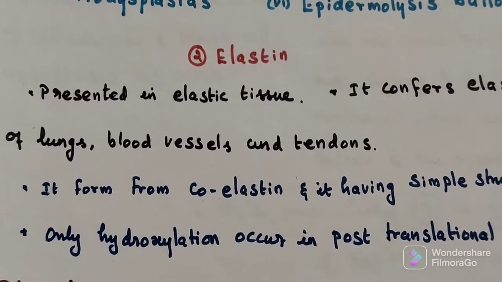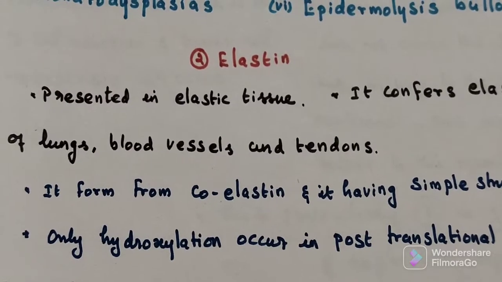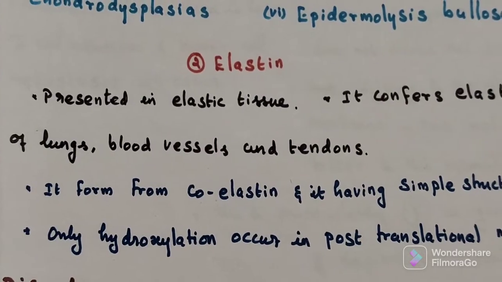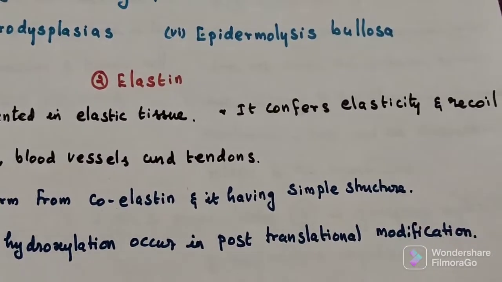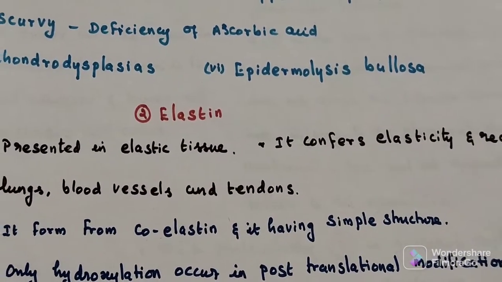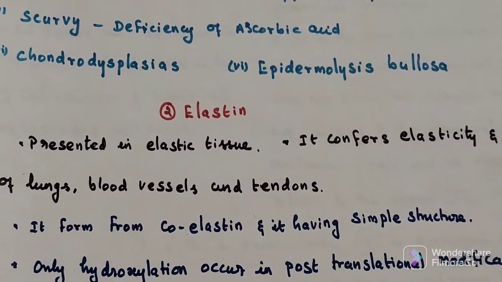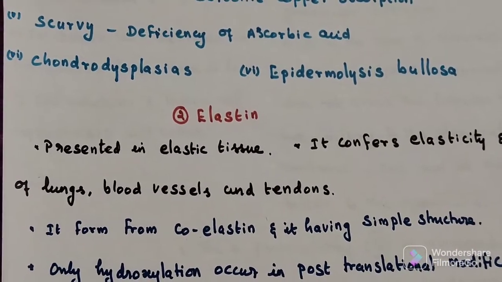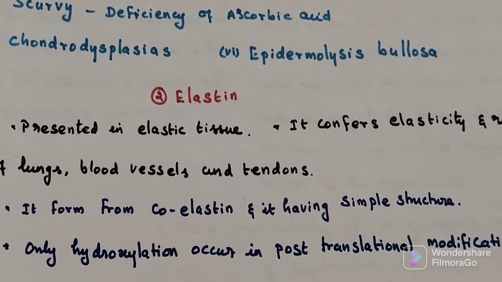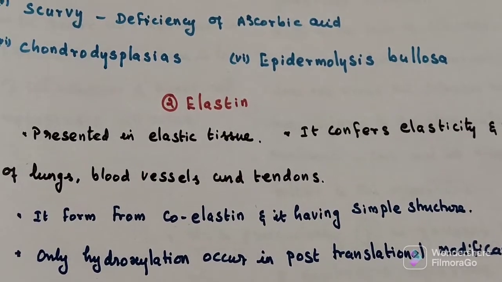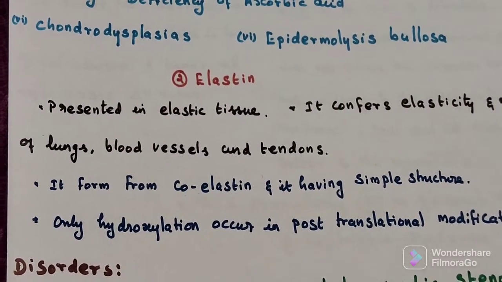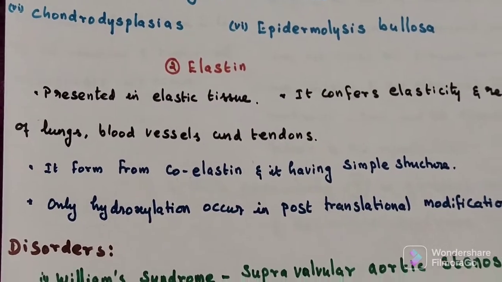This video is a continuation of structural proteins. The second one is elastin. What is elastin? It is present in elastic tissue. It gives elasticity and recoil to lungs, blood vessels and tendons. It forms from tropoelastin. It has a simple structure, with no Gly-X-Y repeat. Only hydroxylation occurs in post-translational modification.